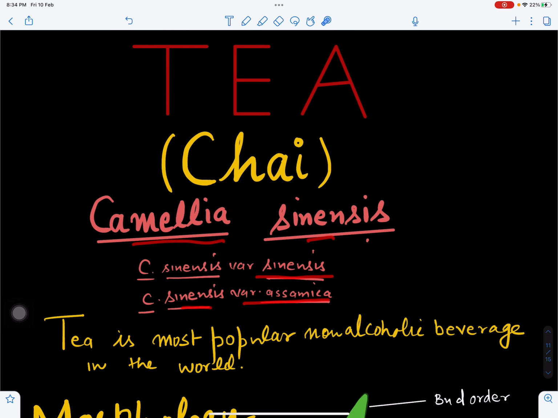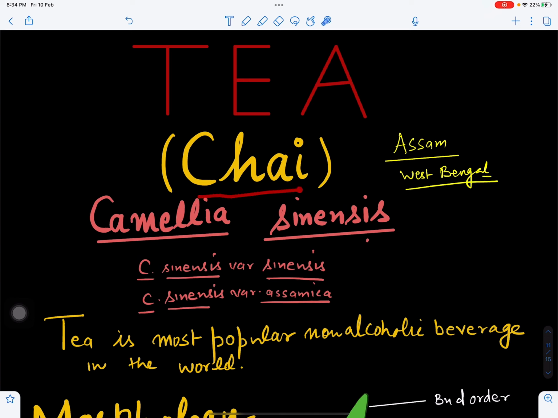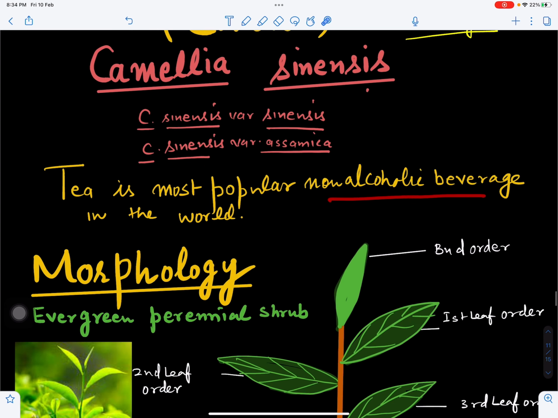India is the largest producer of tea, and in India, Assam is the largest producing state. Second is West Bengal. It is also cultivated in many other states. Commonly, this is also called chai. This is the most important non-alcoholic beverage in the world.